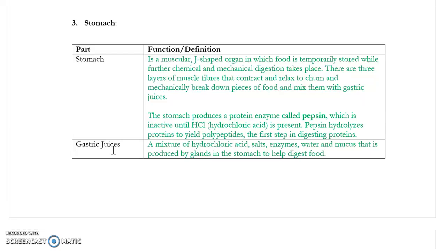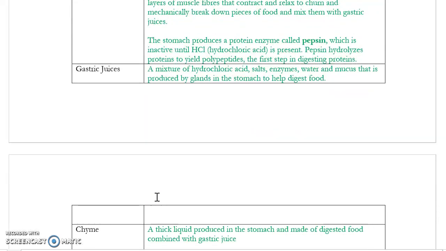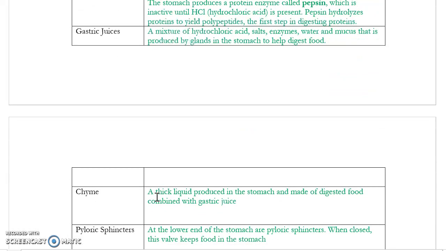So the stomach kind of kickstarts it. You're just hydrolyzing proteins into the polypeptide chain. So we haven't actually hit the amino acid stage yet. So they're not in their monomers. Then you have our gastric juices. That's anything sort of liquid, enzymes, water, all of that, and that's to help with the digestion in the stomach.